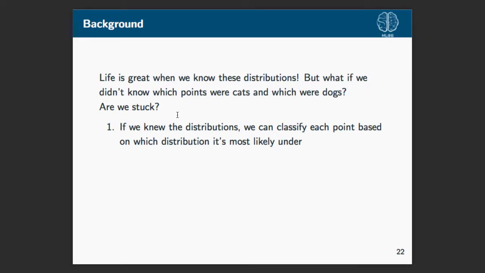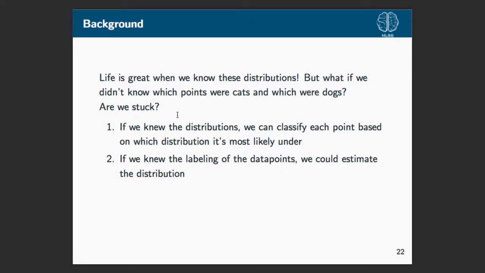So this is our fundamental dilemma. If we knew the distributions, we could classify all our data points by just checking which distribution it's more likely under. Does that make sense to everyone? That's pretty much what I said in the last slide. We can check which distribution it's more likely under.